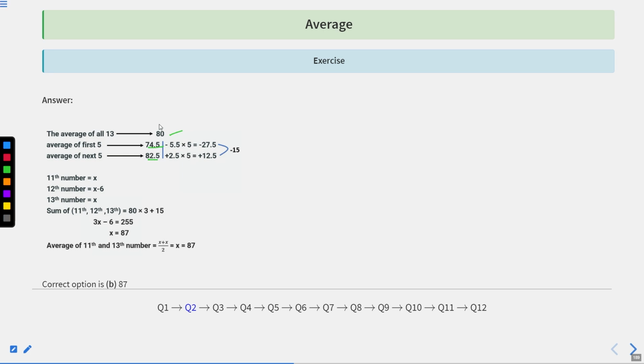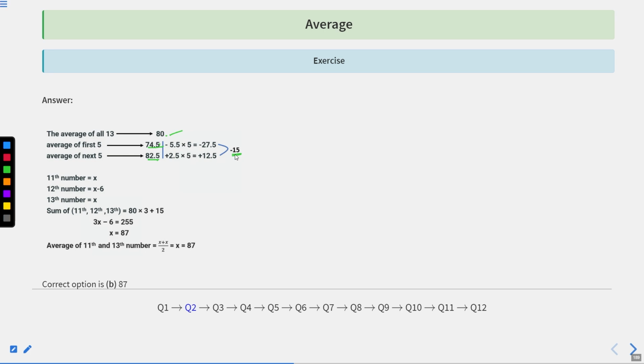So let us see the deviation first. The deviation of 74.5 from 80 is minus 5.5. So 5.5 times 5 is minus 27.5. The deviation of 82.5 from 80 is plus 2.5, so plus 2.5 times 5 will be plus 12.5. So the total deviation is minus 15.